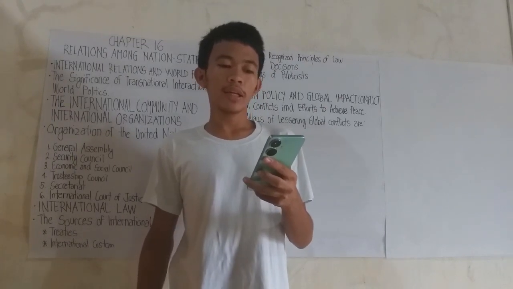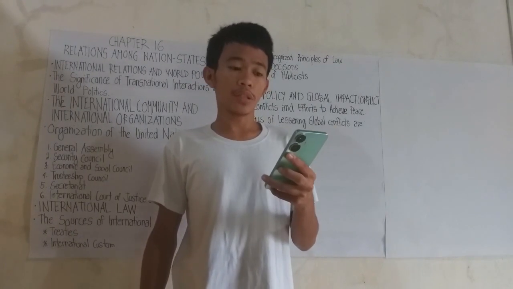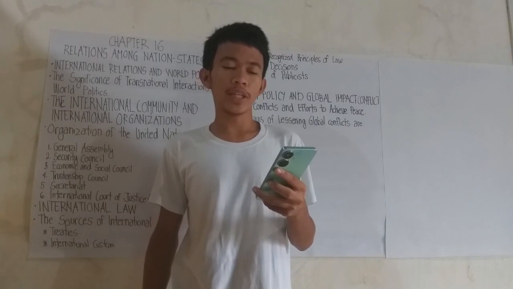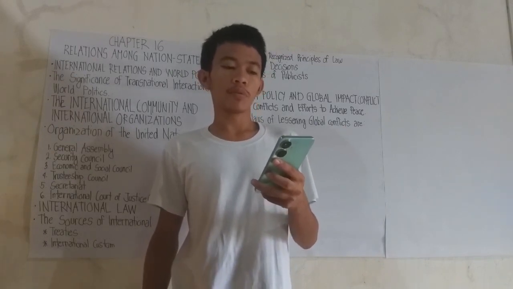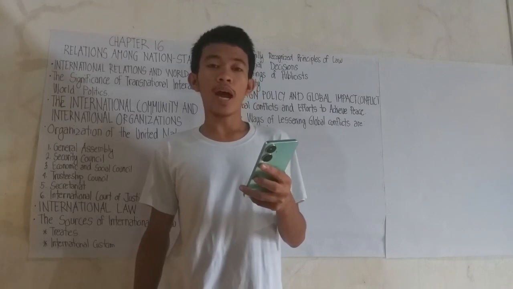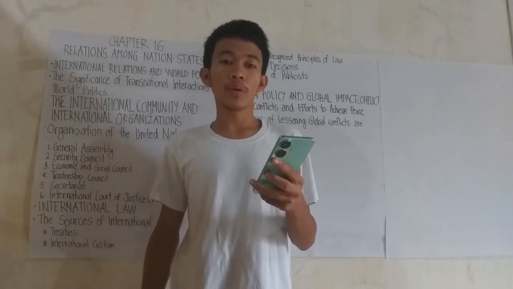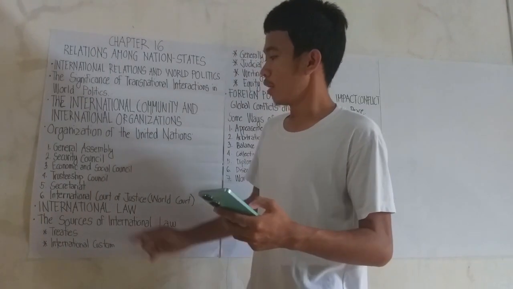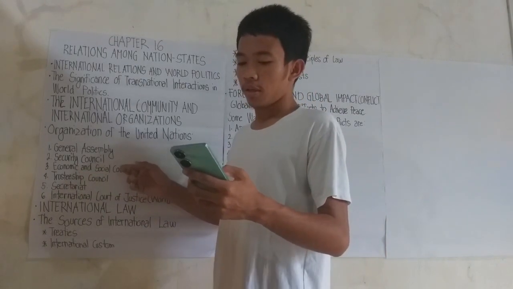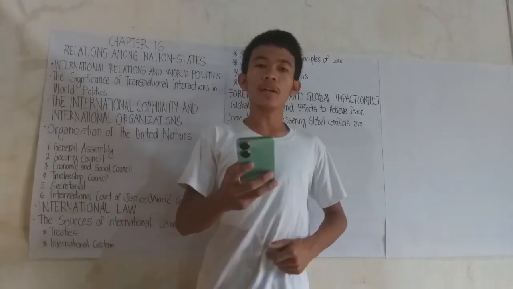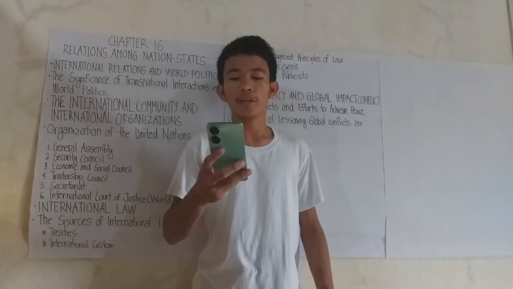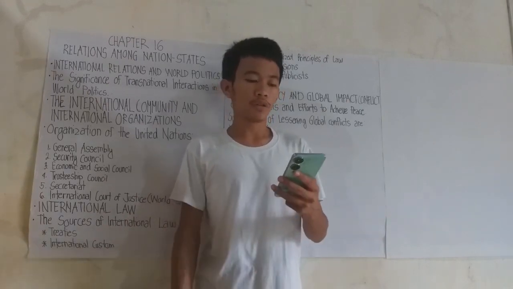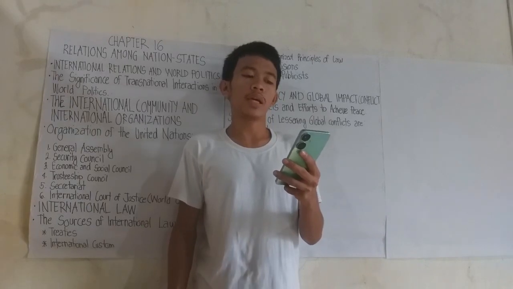The Security Council is a key organ of the United Nations, responsible for maintaining international peace and security. It consists of both permanent and non-permanent members and has the authority to take actions to address threats to peace and acts of aggression. Next is the Economic and Social Council. It is one of the principal organs of the United Nations and plays a central role in promoting international economic and social cooperation and development.